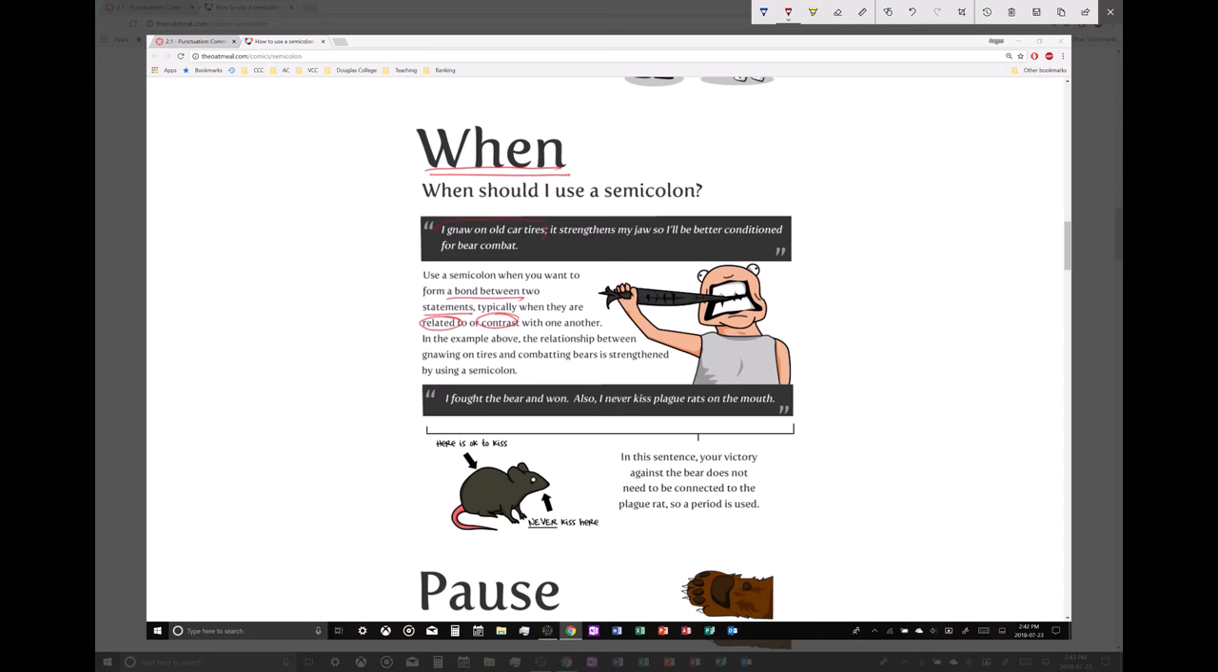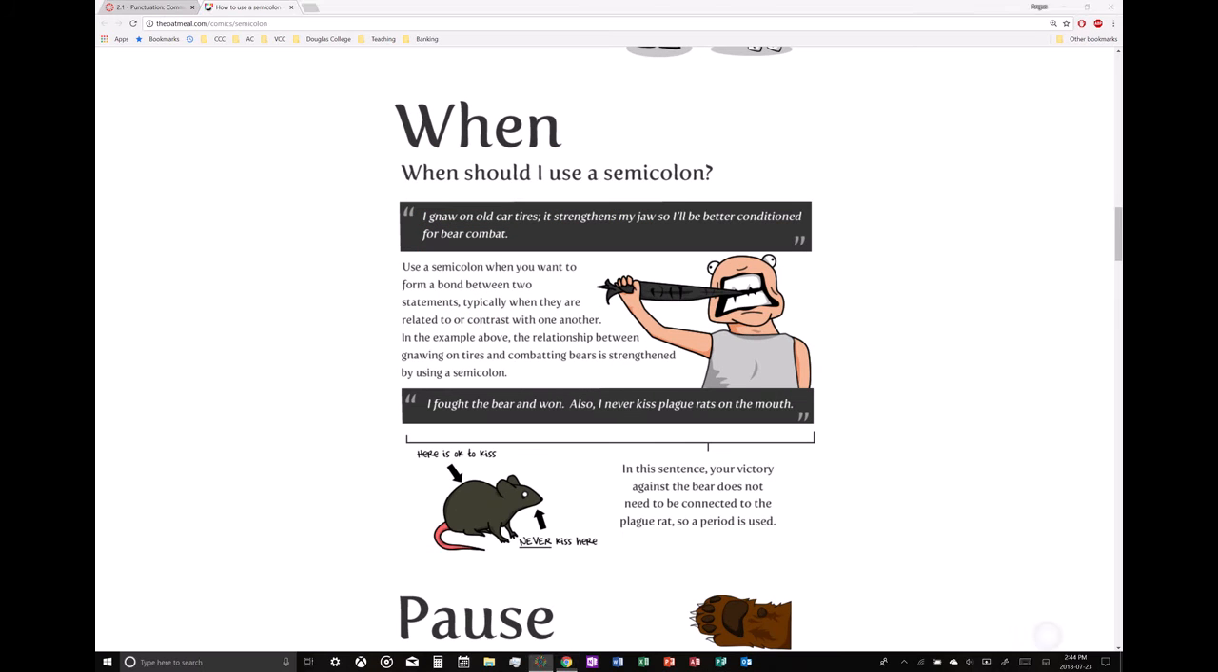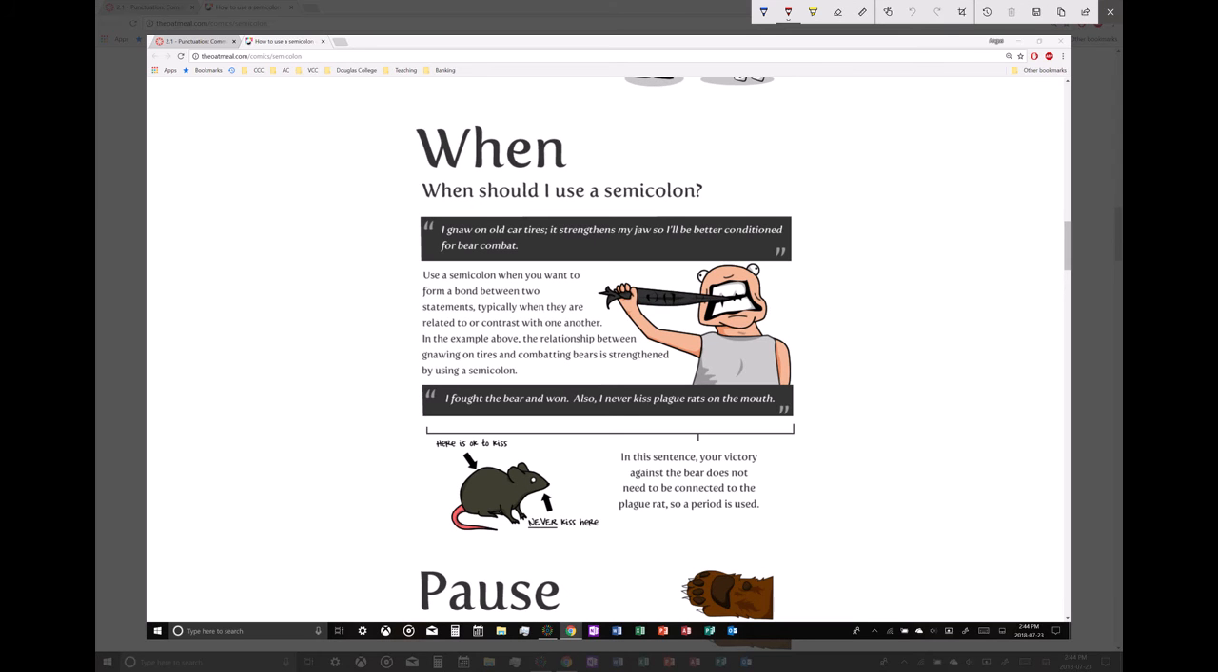Here we have two sentences. I gnaw on old car tires and it strengthens my jaw so I'll be better conditioned for bear combat. So it looks like this man wants to use his teeth to fight bears. Two sentences: I gnaw on old car tires and it strengthens my jaw so I'll be better conditioned for bear combat. So two clauses connected by a semicolon, and this shows the relationship between biting on tires and fighting bears.